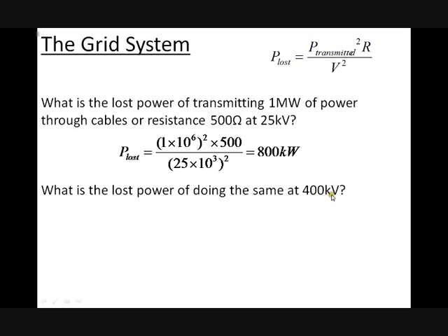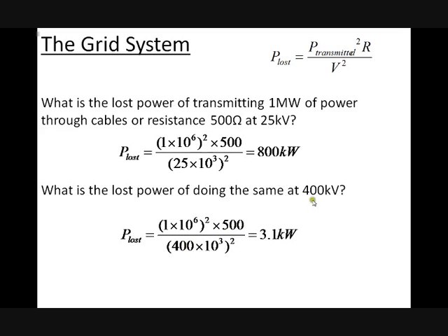If we now up the voltage to 400 kilovolts, let's see what happens in the equation. We've got the same across the top, 1 times 10 to the 6 squared times 500, but we're now dividing it by a higher value of V, 400 times 10 to the 3. We're also squaring it, so we get a squared effect of that higher voltage, and our answer comes out to 3.1 kilowatts. You can see the significant difference between 800 kilowatts if you transmit at 25 kilovolts, or 3.1 kilowatts of power loss if you up the voltage to 400 kilovolts.